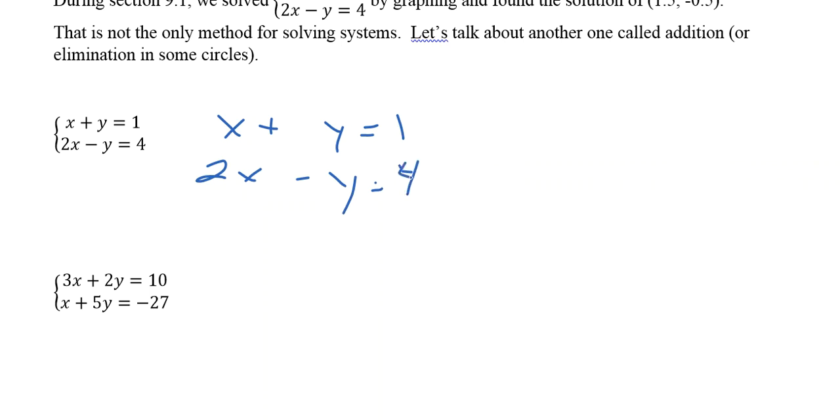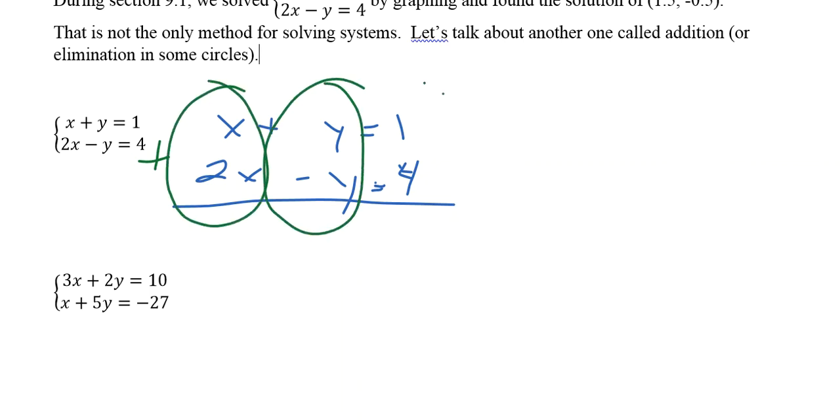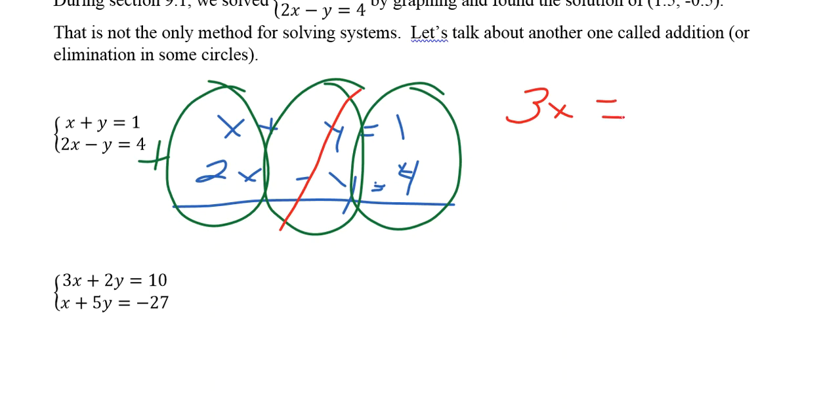Now, in the addition method, the reason our book calls it the addition method is because I'm always going to add these two equations together. So I'm just going to add the x's, I'm going to add the y's, and I'm going to add the constants. So x plus 2x is 3x, and I'm actually going to write it over here. A positive y and a negative y eliminate because they're gone, and so that's why some books call it elimination, equals 1 plus 4 is 5.